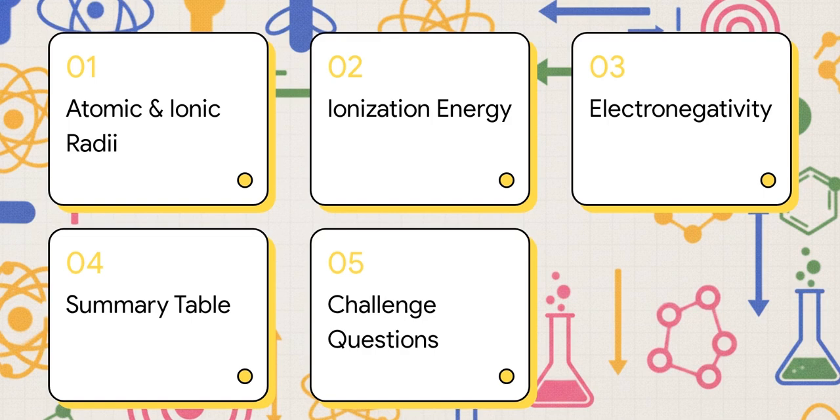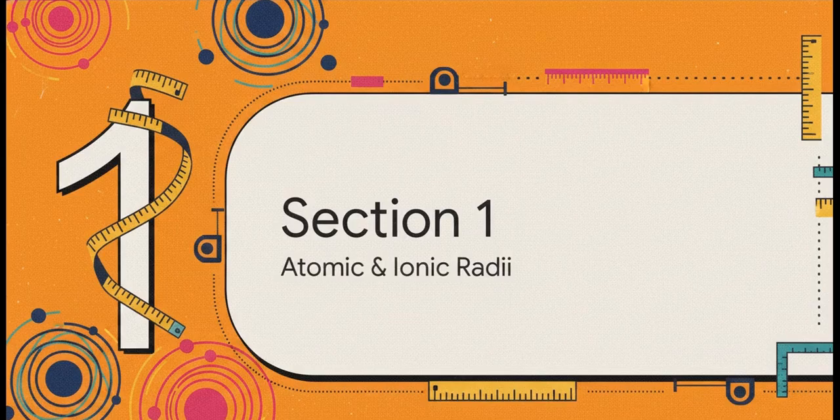Okay, let's dive into our roadmap for today. We've got 4 main sections plus a bonus. We're hitting atomic and ionic radii, then the ionization energy price tag, moving into electronegativity and electron gain, followed by a super fast periodic trends summary table. And finally, we'll wrap up with some exam challenge questions. Let's get to work. Section 1.